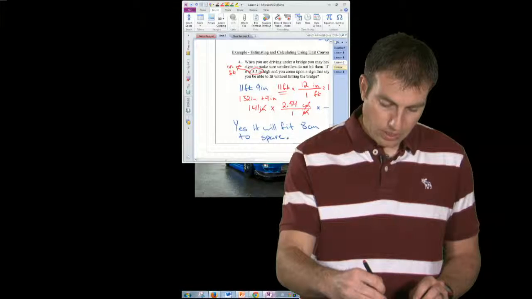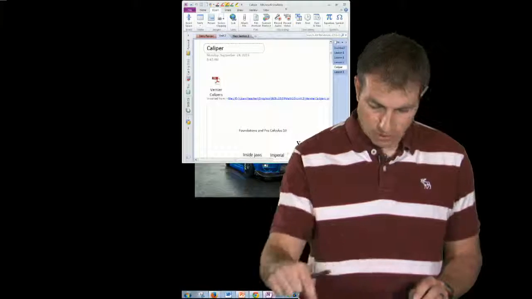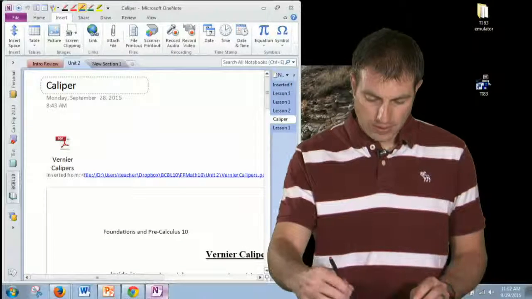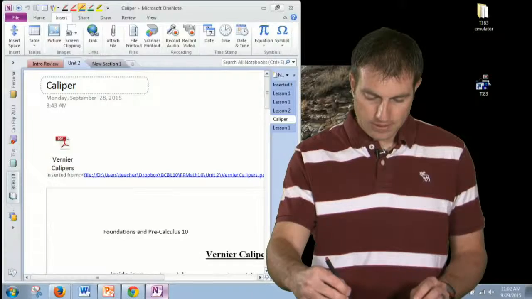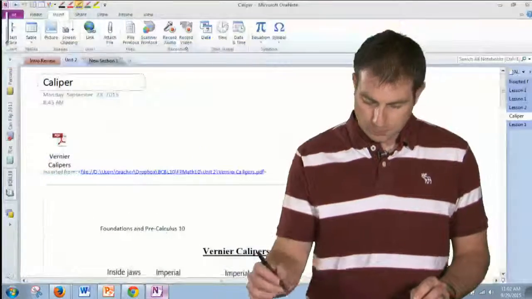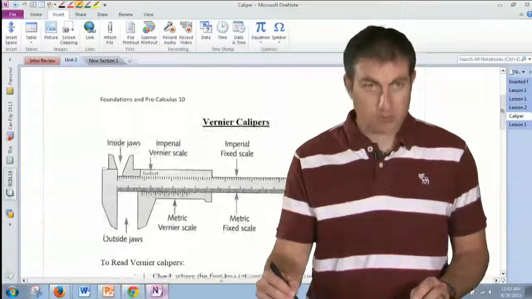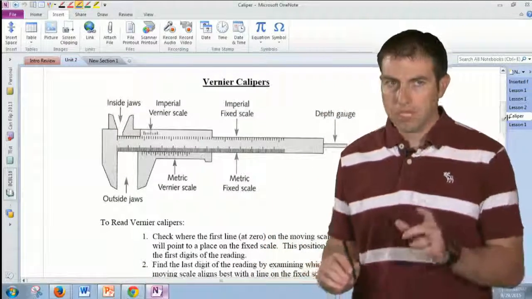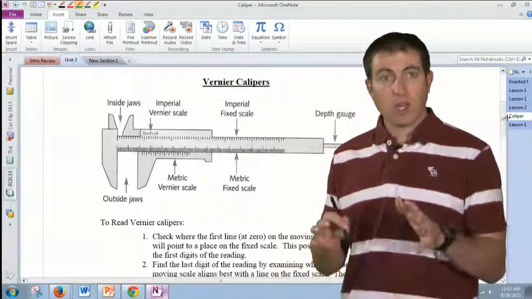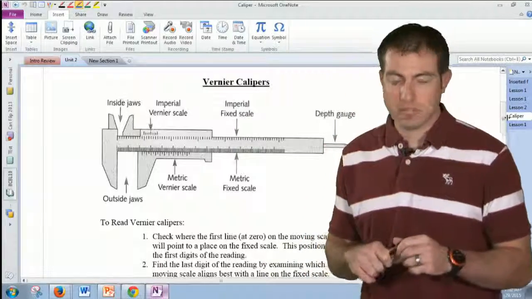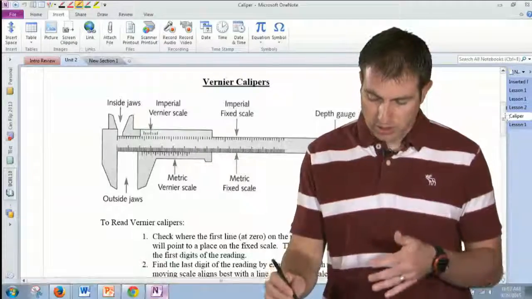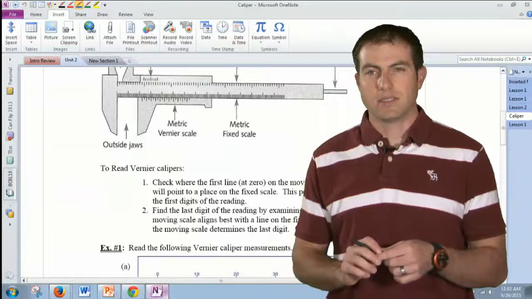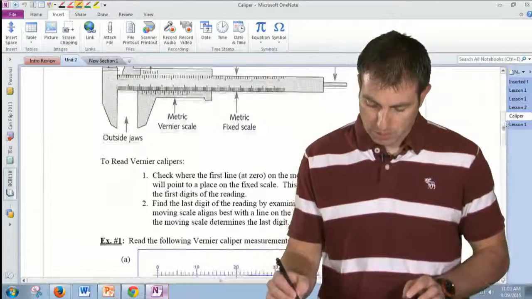So I'm going to bring up the vernier caliper lesson. And I'm going to show you guys a bit of how we read these things, because it can be a bit tricky. So you kind of saw what it looked like. I have my nice fancy plastic one. There's some instructions here that tell you how to deal with it, but it's a little tricky. So let's look at a couple examples here.